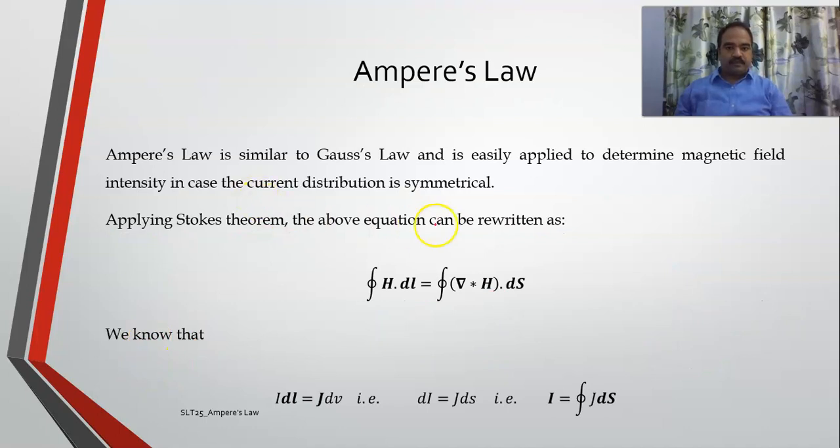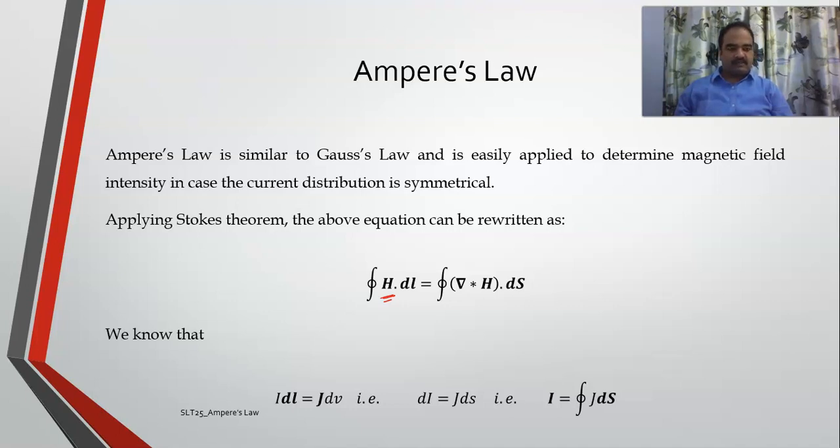Now, it is very similar to the Gauss law which we have already seen in static electric fields. And this particular law is generally employed to determine the magnetic field intensity in case the current distribution is symmetrical in nature.